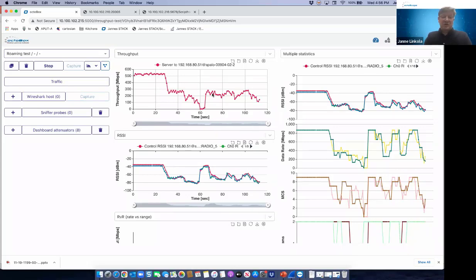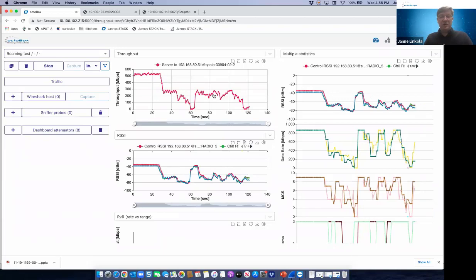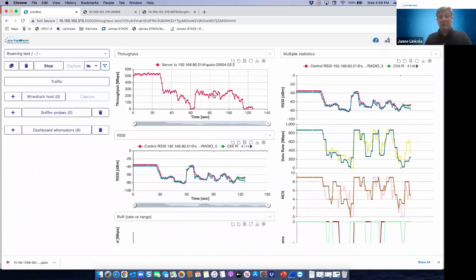The mesh network is basically doing its thing. We don't really control anything here. We just provide the environment for the mesh network to do what it thinks is the best thing for the station. And this is a really cool way to see how those algorithms work.